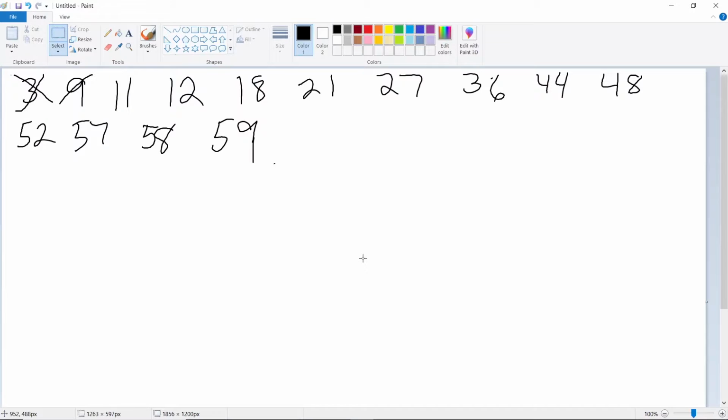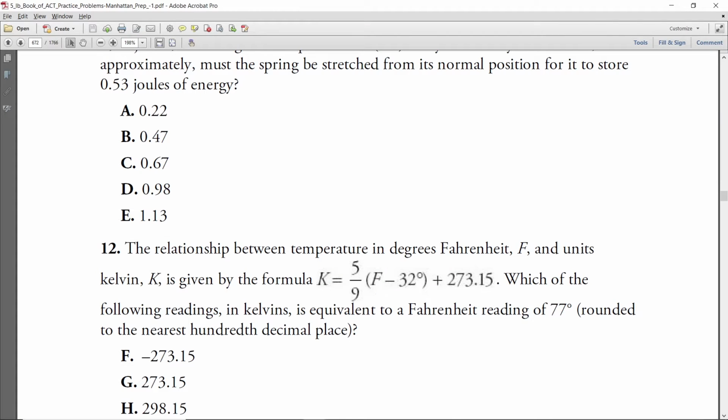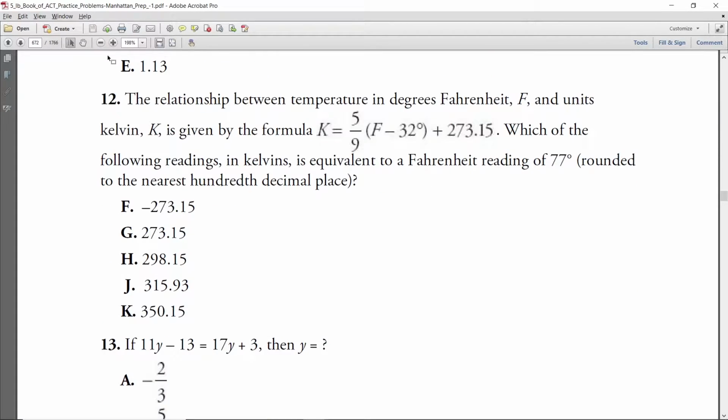All right, the next one, that was number 11. And hopefully it keeps writing. I don't know why it did that. The relationship between temperature in degrees Fahrenheit, F, and units Kelvin is given by this long and destructive formula. Which of the following readings in kelvins is equivalent to a Fahrenheit reading of 77?